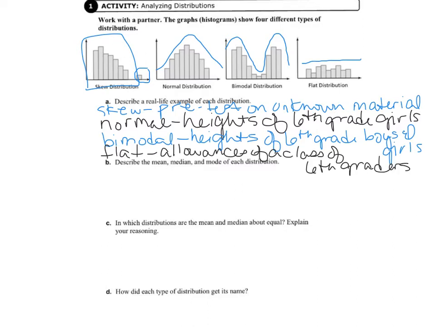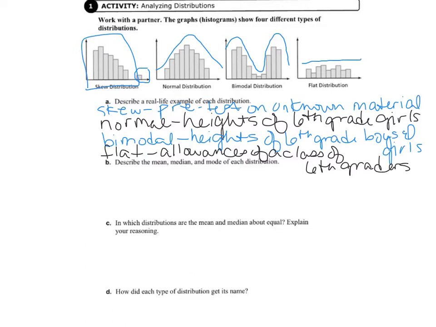Moving on to letter B, it says describe the mean, median, and mode of each distribution. So notice it does not say to calculate the mean, median, and mode, which we can't do because there are no numbers on these graphs. So if you look at the skew distribution, you can tell that its mean is going to be toward the left because that's where most of the numbers are.